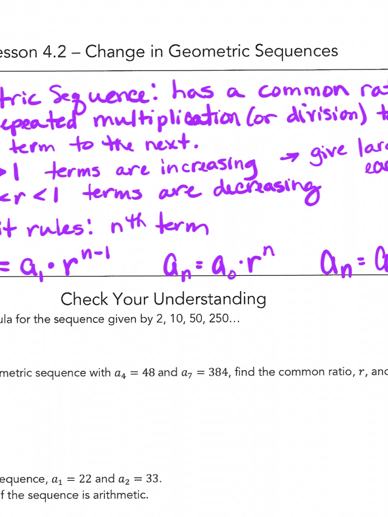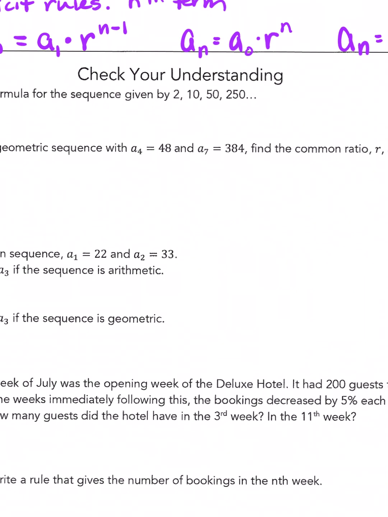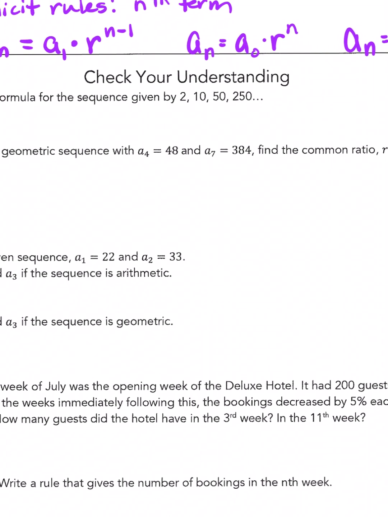Okay. So it says write a formula for the sequence 2, 10, 50, 250. Write that formula, please. You can do it. What's the first term? What are the things you need? The first term, the ratio, right? These are actually easier, I think. So find a sub 1 and find r and plug in.